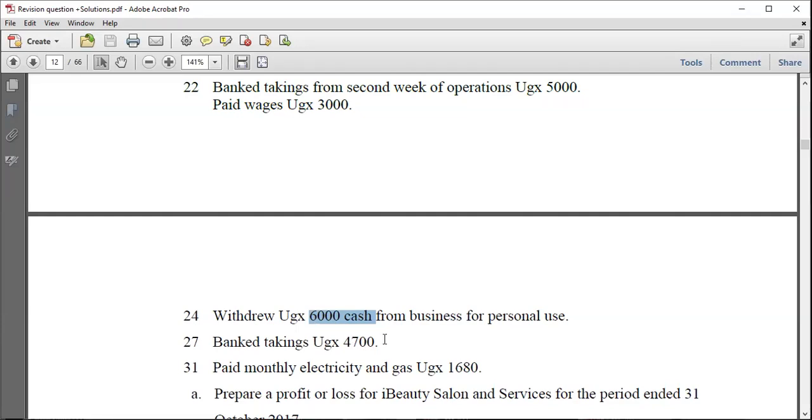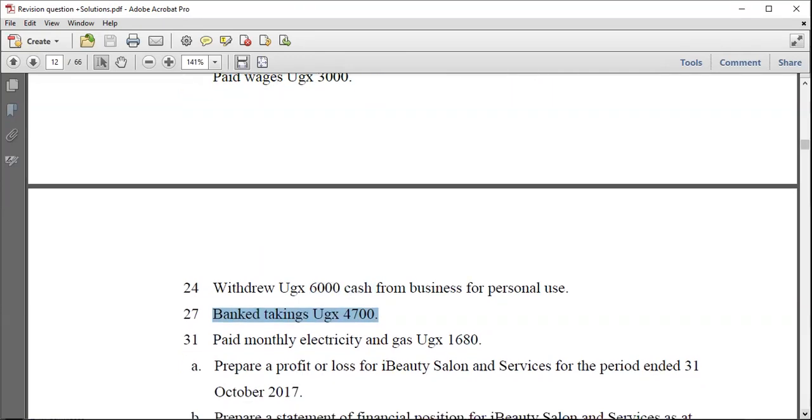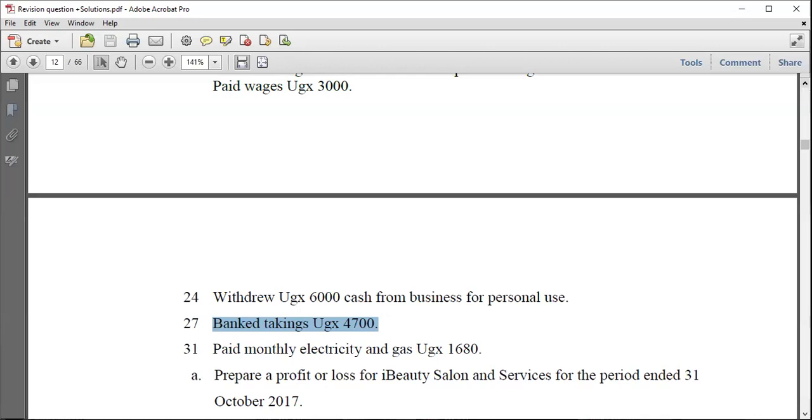Then we have banked takings for UJX 700. These takings are like the collections that we've just seen. Basically, what we are doing here is moving money from cash to bank. So it's basically a contra entry.